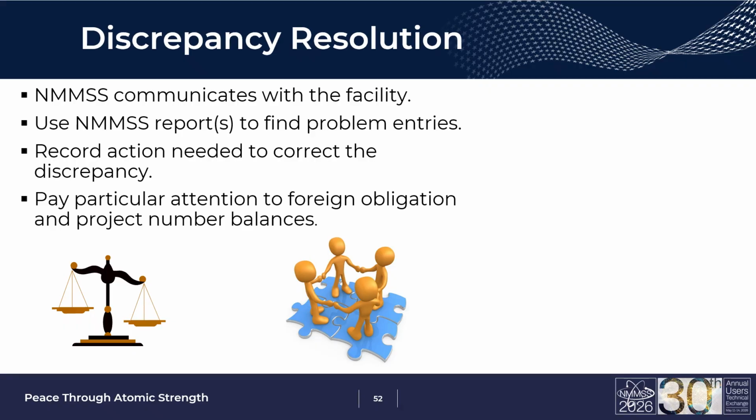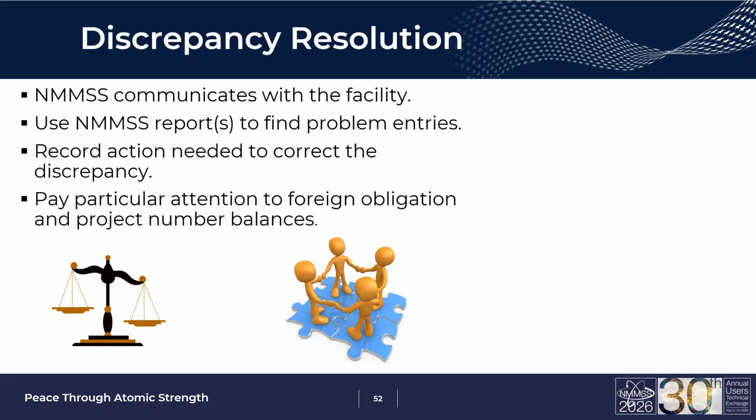Regarding discrepancies during the reconciliation process, NMMS communicates with the DOE site or the NRC licensee facility to reach a resolution. Often, a facility may have to issue additional or correcting DOE NRC Form 741s. They may also have to correct a reported physical inventory listing or material balance report through resubmittal of the DOE NRC Form 742 or 742C.